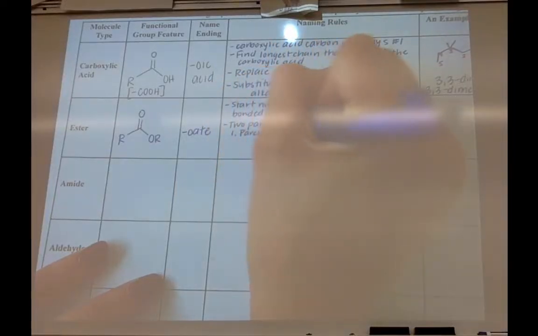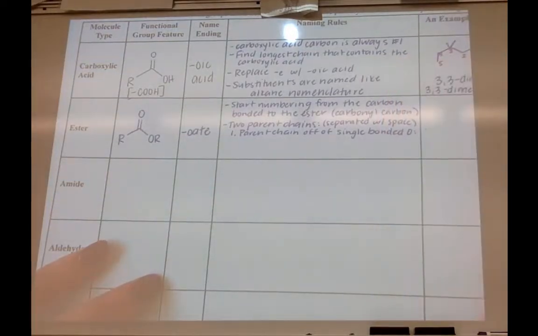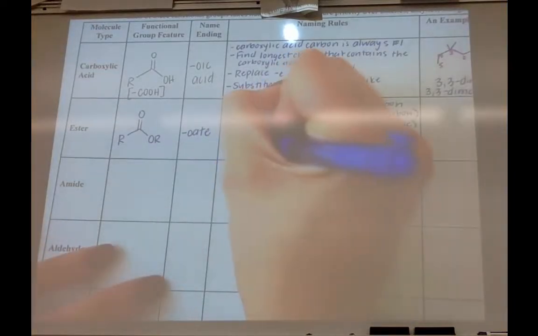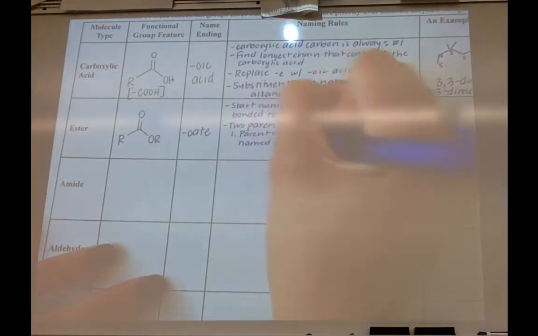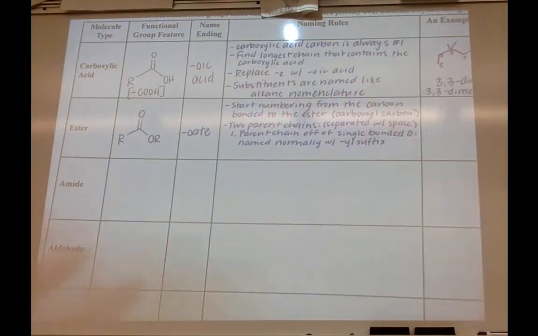Parent chain off of single bonded O. So the one off the single bonded oxygen is named normally, with the YL suffix, that YL ending. Like methyl, butyl, pentyl. So we actually name the entire thing like you would name an alkane, and instead of the A-N-E ending, you add YL. We'll look at it in the example molecule.